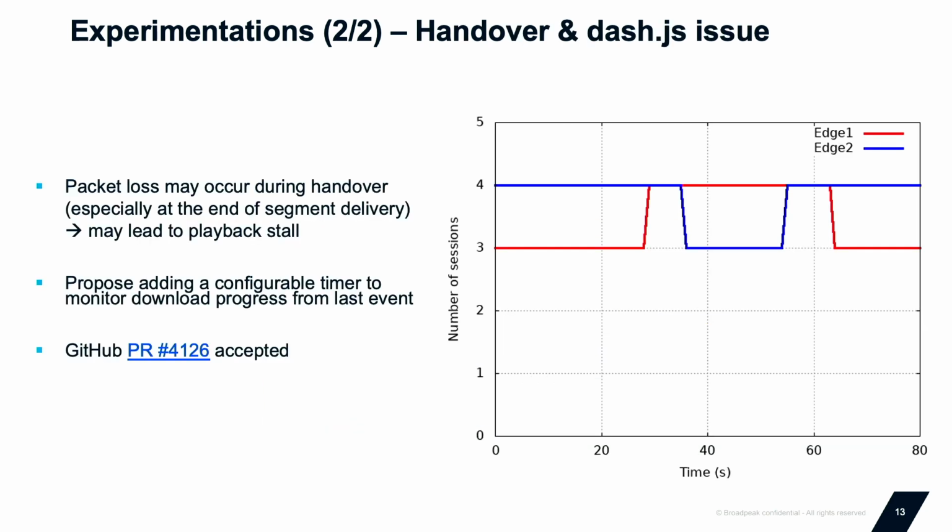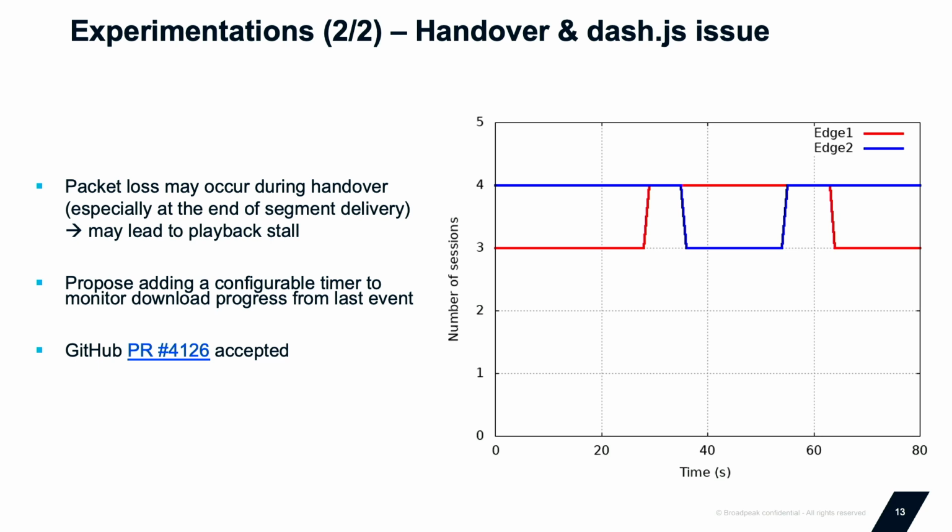We also experimented with the handover and found an implementation issue with the .js player. We know that the handover may cause packet loss, especially the impact might be important if it happens at the end of the media segment delivery. In this particular case, the .js player expects to receive more data of that media segment, but the data were lost during the handover, so it may lead to playback stalls from time to time.